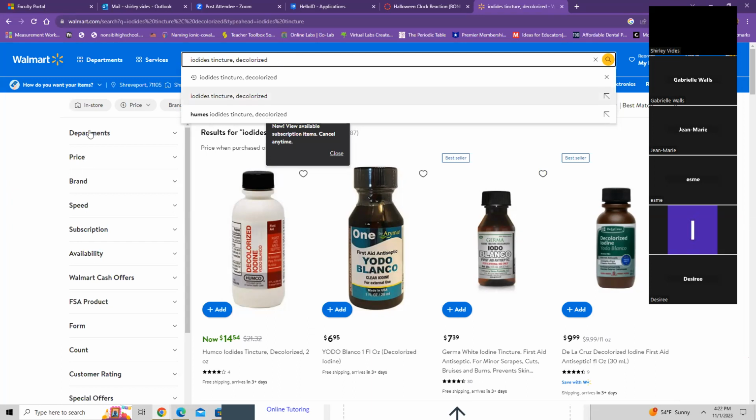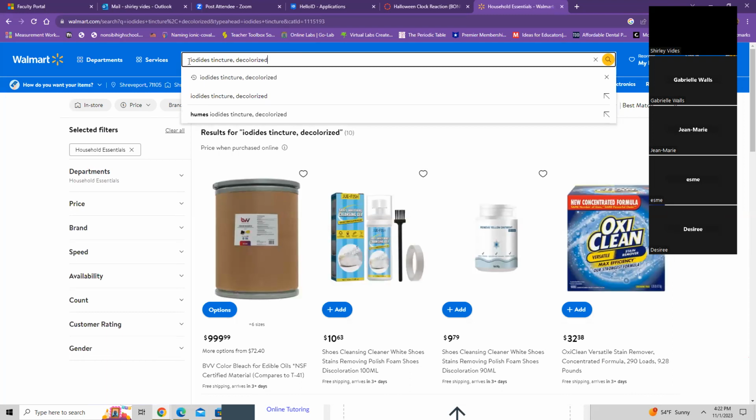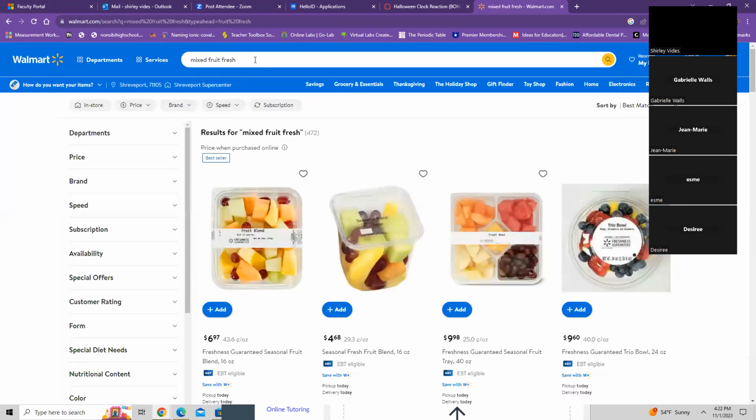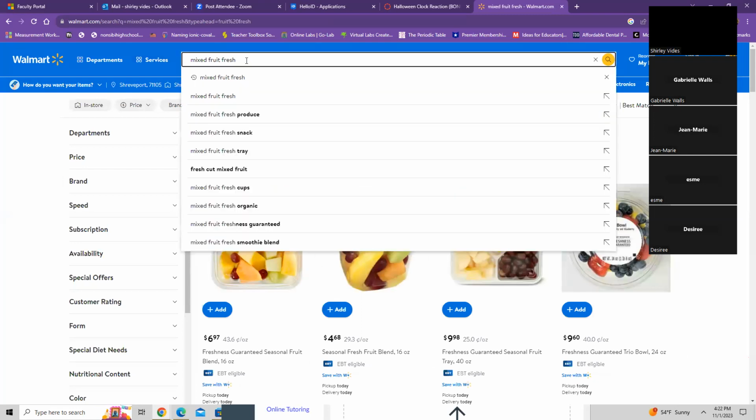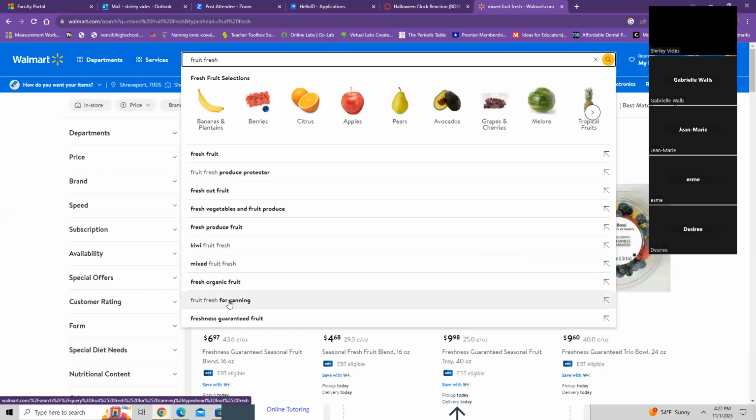Let's just say you're going to go to Household Essentials, maybe. I don't know. Let's try and see if we can find Fruit Fresh on here. See, Fruit Fresh, not fresh fruit, Fruit Fresh. It said canning product. There it is right there, Fruit Fresh. Not mixed Fruit Fresh, just Fruit Fresh. There it is for canning. See?